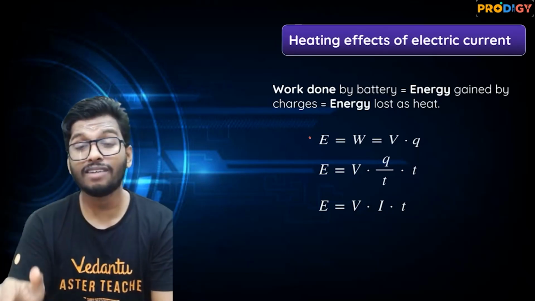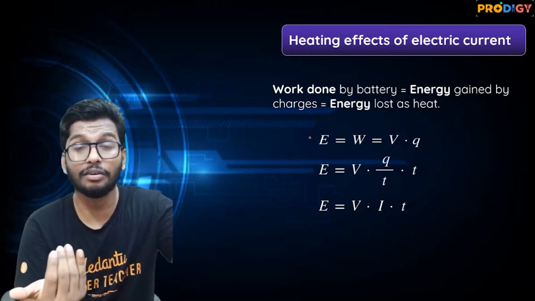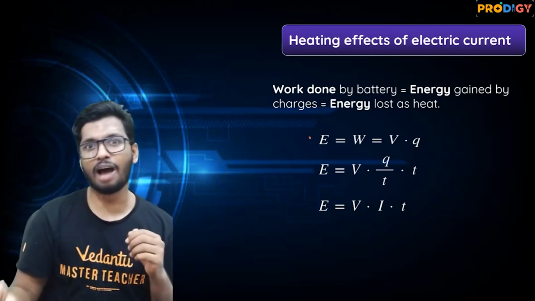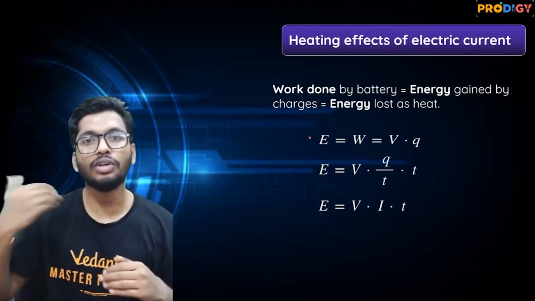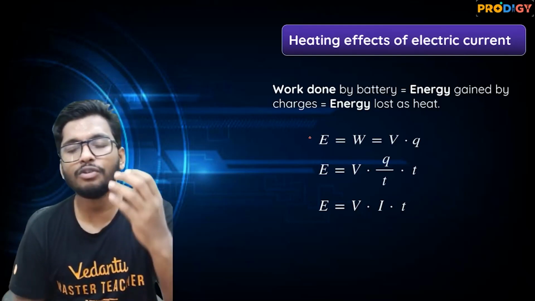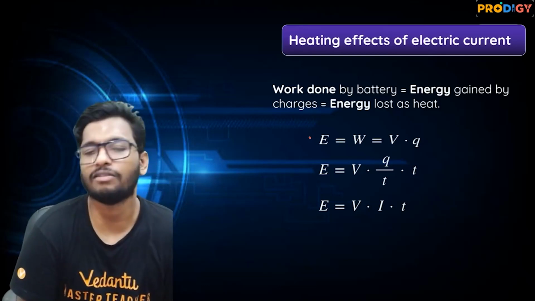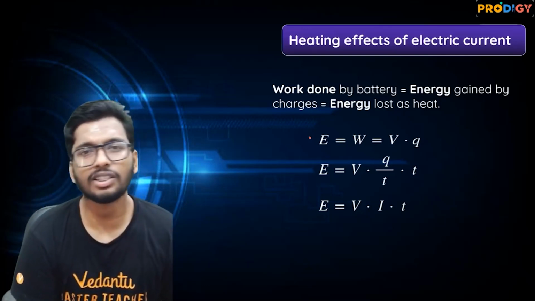Now there are a few devices where you need this heating effect of electric current. For example, an iron box or a room heater, you need this to happen. But in most cases it is not ideal, though in some cases you need it. So how do you find out the heating effect of electric current, that is, how much heat energy is produced in a conductor? The formula is quite simple, people.